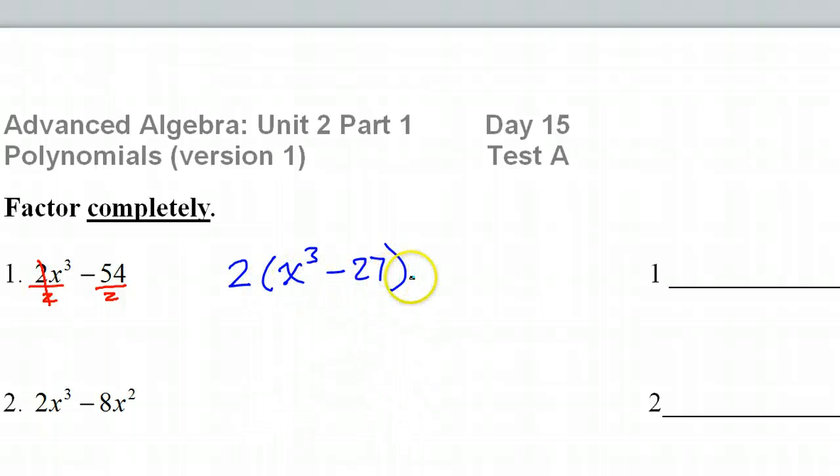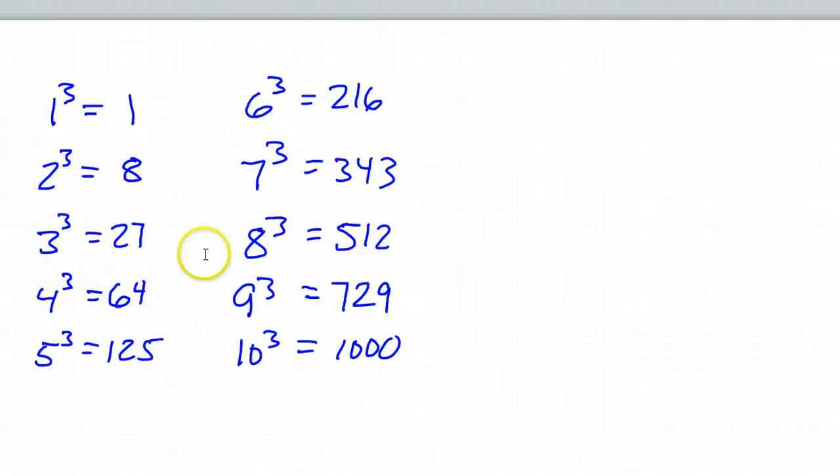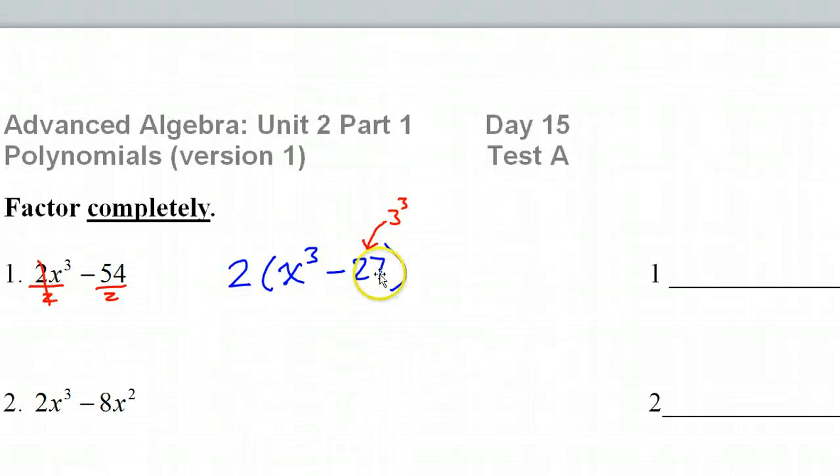Hopefully you will look at this and notice that this is the difference of two perfect cubes. 27 is a perfect cube because it is 3 to the third power. Now, I had encouraged you to take your calculator and create this list down the side of your paper or on scratch paper by doing 1 to the third power, 2 to the third power, 3 to the third power, just in case you didn't have it memorized yet. And then you would notice that 27 is a perfect cube, so you're on your way.